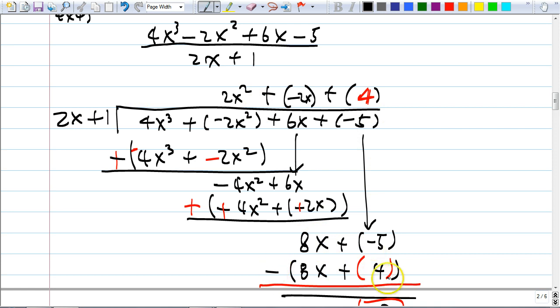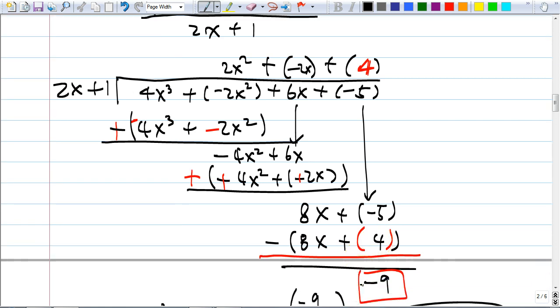I'm subtracting this whole binomial, so there's a negative sign out in front. So what's 8x minus 8x? 0. What's negative 5 minus 4? Negative 9. That's why we get negative 9. Now, if you don't want to change it, don't. But make sure you're subtracting both of these from top to bottom. Alright. What's the answer, class?